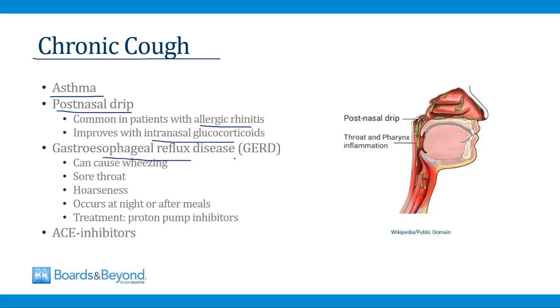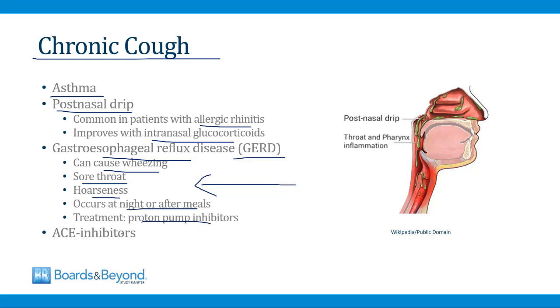Gastroesophageal reflux disease, or GERD, you may think of as causing heartburn, but it can also cause wheezing. Some of the gastric contents can get into the lungs, so this can cause wheezing and a chronic cough. These patients will also have a sore throat and hoarseness. They may complain of chronic cough that occurs at night or after meals. All these features suggest GERD as a diagnosis, and the treatment for GERD is usually proton pump inhibitors.